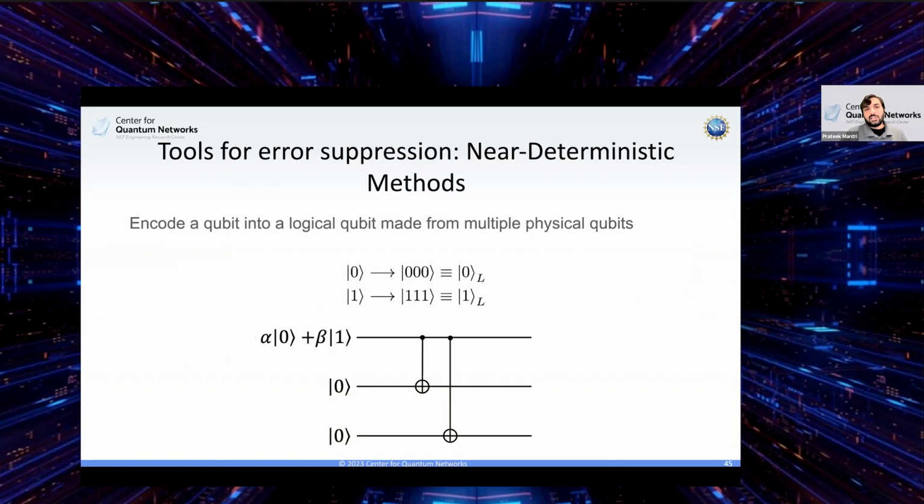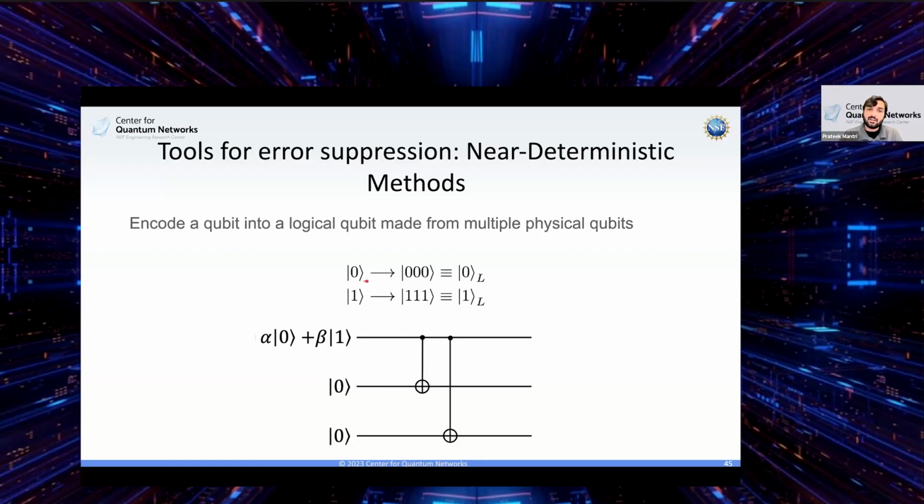Now, when we are talking about these errors, we want to suppress these errors. And there are two basic ways of going about it. One are these near deterministic methods. So let's say we are trying to call a friend, and we are not sure if the call quality is very good. So we tend to repeat ourselves until the friend confirms that they have received the transmission. Similarly, we can use that with information as well.